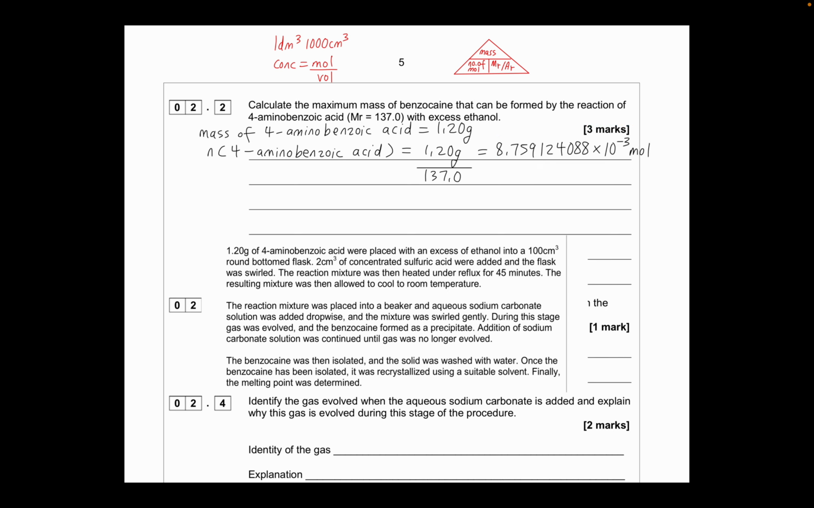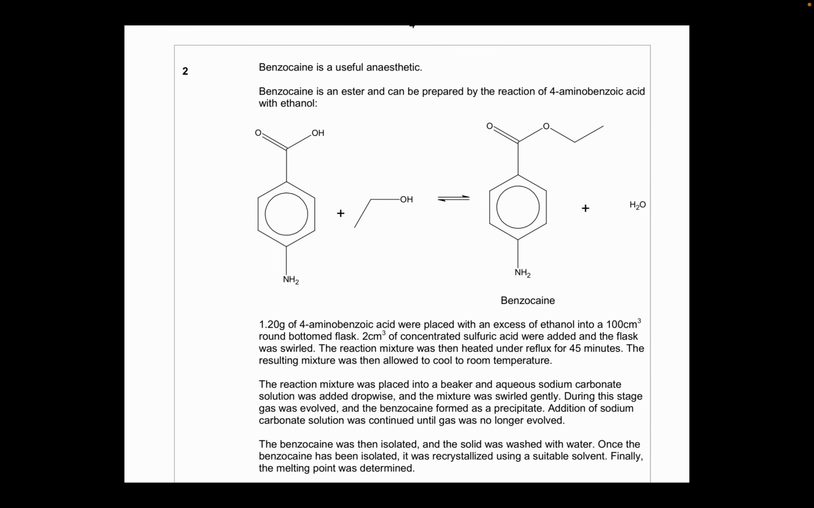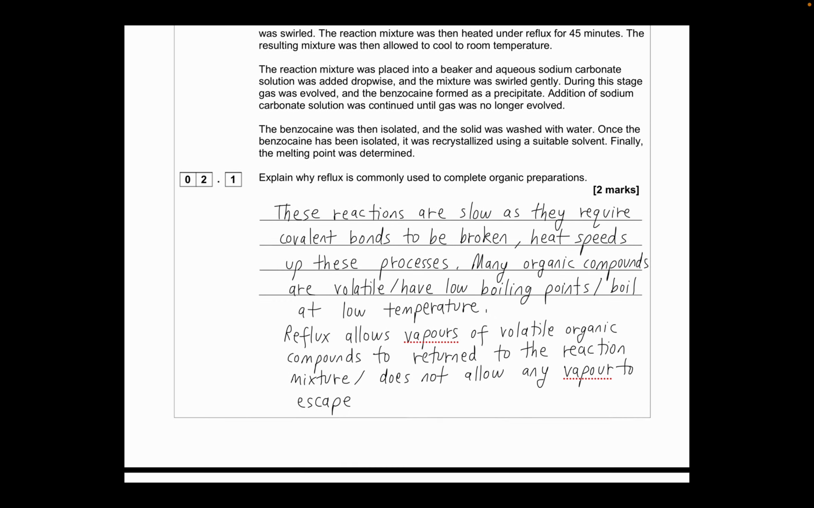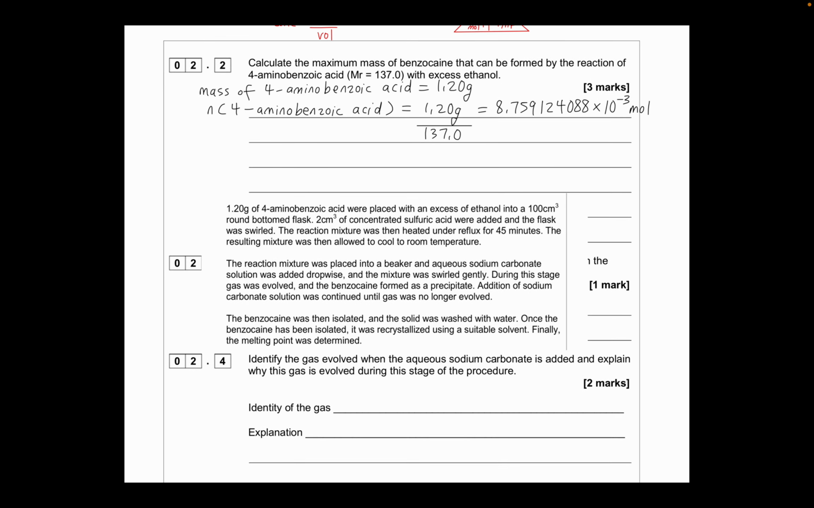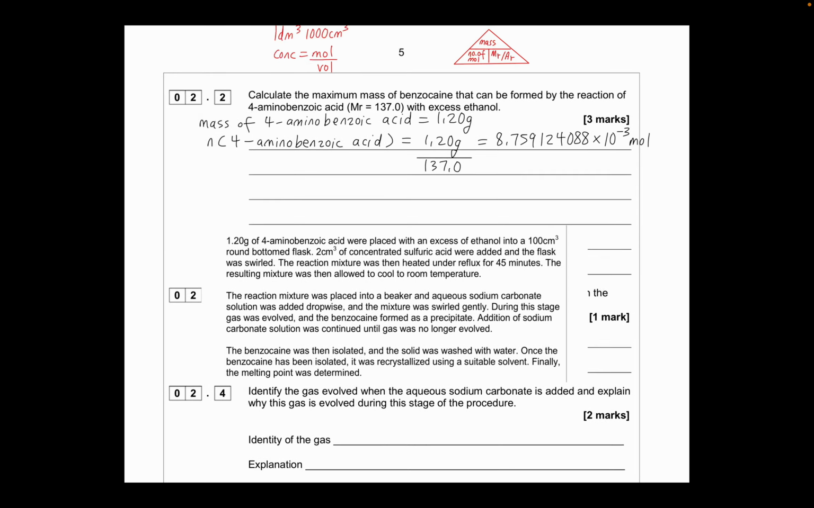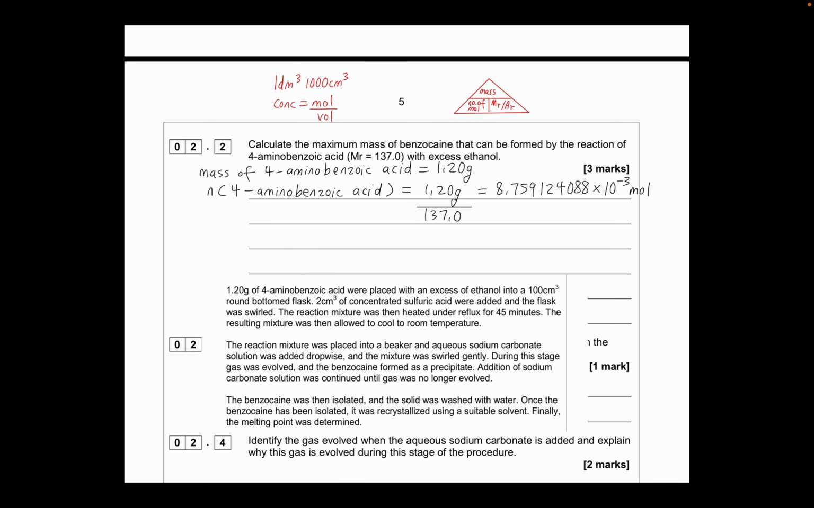Now we know the number of moles of 4-aminobenzoic acid. Is this a 1-to-1 ratio as well? Yep, this is also a 1-to-1 ratio. So that means we can use the number of moles of 4-aminobenzoic acid and consider it as the number of moles of benzocaine. Now we need to multiply that by the MR of benzocaine to get the maximum mass.